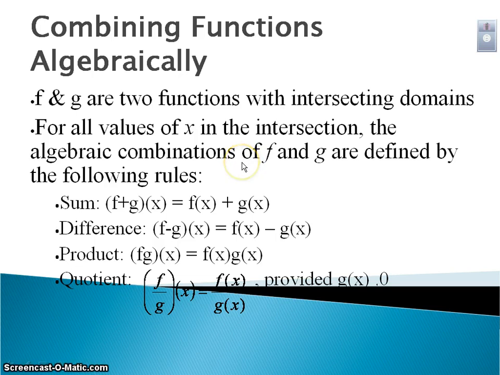Product, fg of x equals f of x times g of x. You can multiply two functions together. And quotient, f over g of x equals f of x divided by g of x, provided g of x does not equal 0. Now we know that we cannot divide anything by 0, so the value of the function g of x cannot be 0.